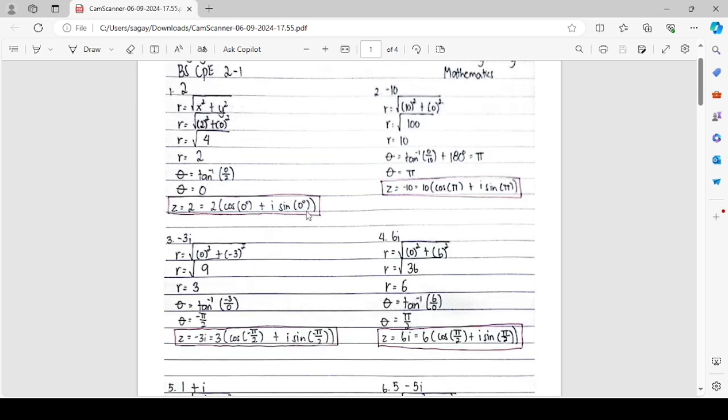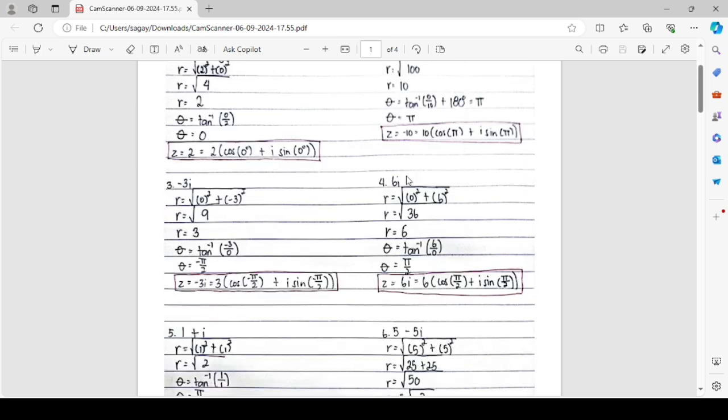Then number 4 is almost the same, but it has a positive value this time. So we substitute once again. r equals the square root of 0 squared plus 6 squared. Then we get 36. The square root of 36 is 6. Then theta is arctan y over x, so y becomes 6, x becomes 0. Theta equals pi over 2. The final answer on number 4 is z equals 6i equals 6 cosine pi over 2 plus i sine pi over 2.